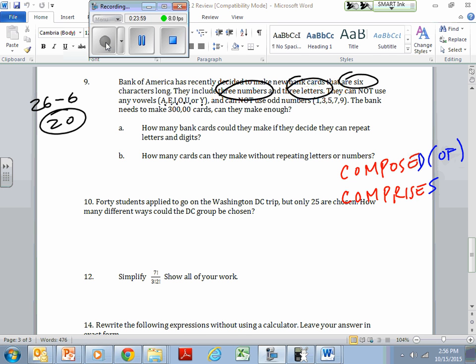Let's check out the numbers. And cannot use odd numbers, 1, 3, 5, 7, 9. So that means it can only use even and 4, 0, 2, 4, 6, 8. How many numbers are there? 1, 2, 3, 4, 5. 5 is going to be an important number, not the 5 that would be in here, but the fact that there are 5 individual digits that they get to use when they're making up their bank information for their bank cards.